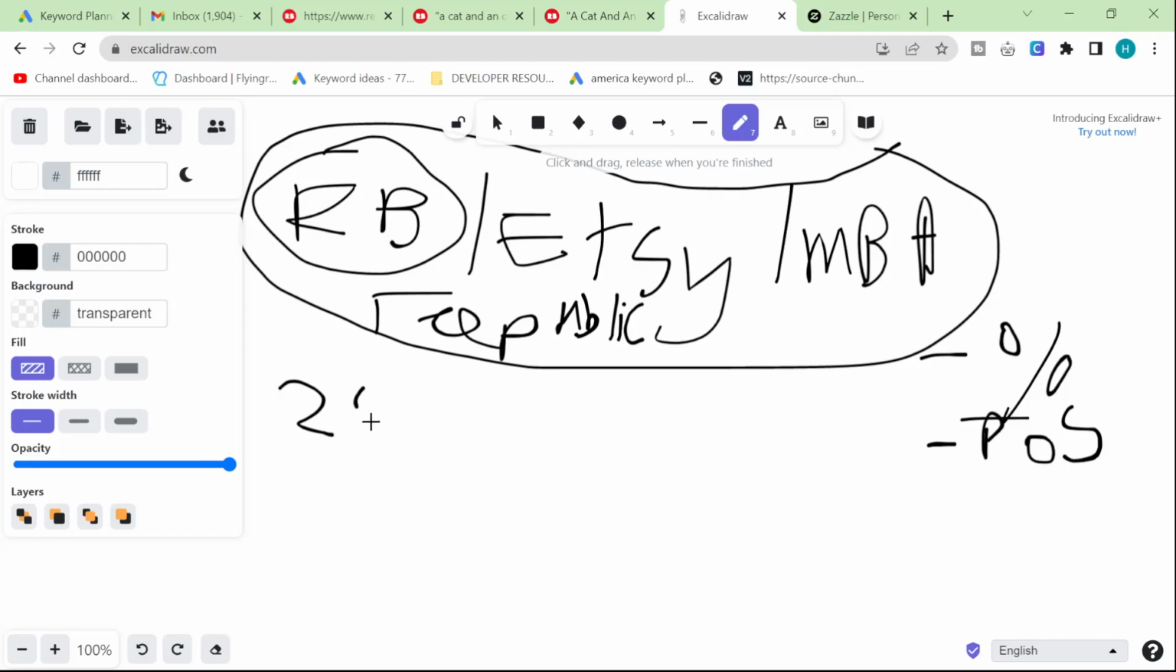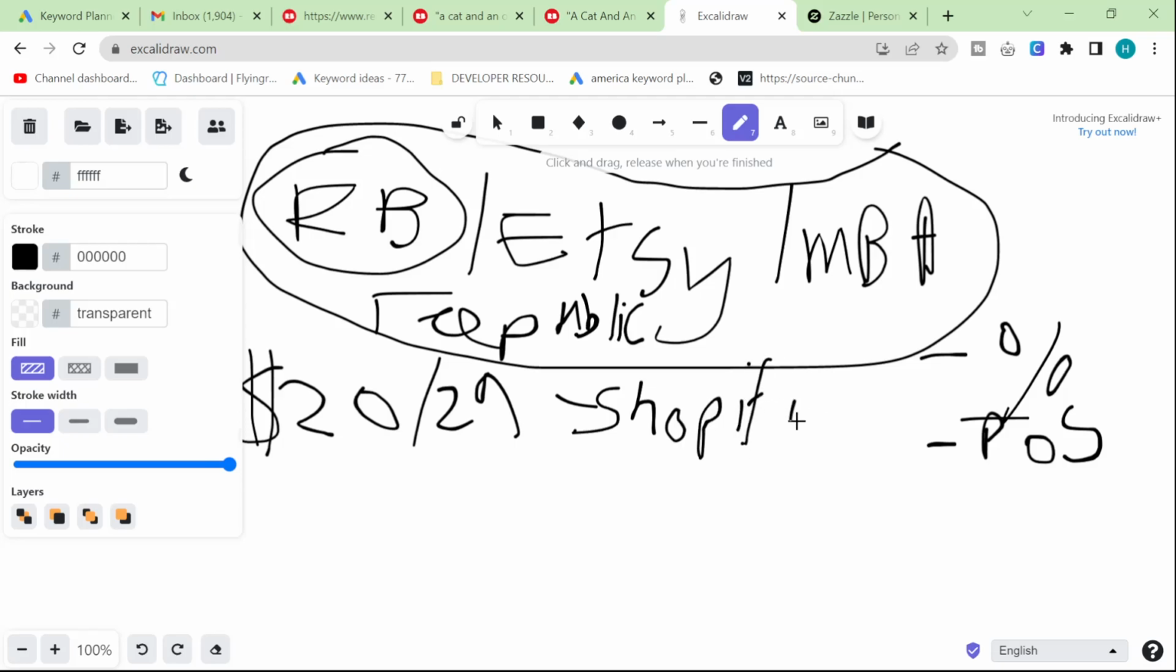We can pay $20 a month, or I think it might actually be $29 a month, to run a Shopify website, or we can pay less than that to have a WordPress website. WordPress is quite a lot cheaper. I'm pretty sure you can get it for maybe $15, maybe $10 a month.